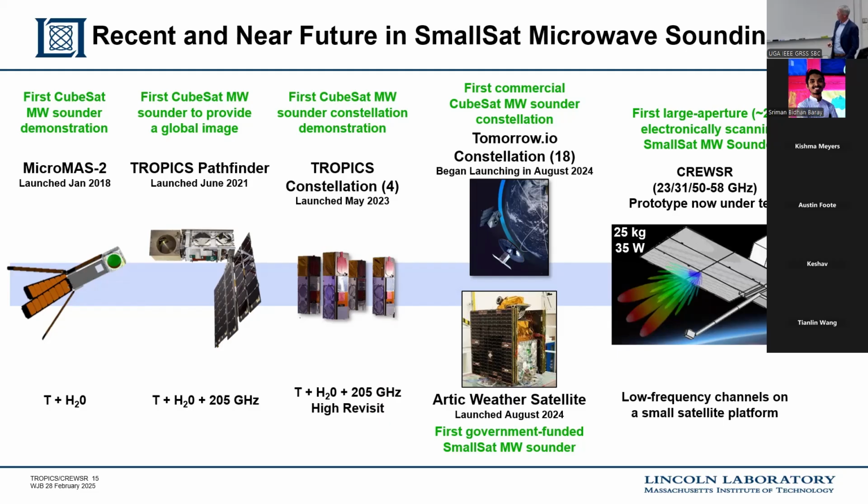So CREWSR does two things for you. It's a very large deployable planar aperture, and it enables electronic scanning. Right? So the beam doesn't need to mechanically move. We can point the beam anywhere in the field of regard as we fly over. That enables all kinds of interesting things. So that'll be the second part of my talk. So let me talk about TROPICS, and then I'll get to CREWSR.